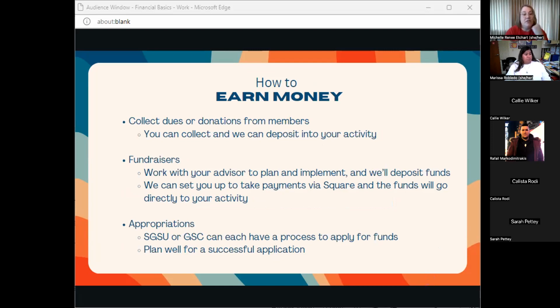How to earn money. As I mentioned, there are some groups that collect dues or take donations from members. That does need to be in your governing documents if dues are required from members. So make sure that those are included in your bylaws and your governing documents. But you can collect those and you can deposit those right into your activity string. Fundraisers. This is the way that most groups are earning money. All of you have a club advisor, and they are a great resource to plan and implement fundraisers.